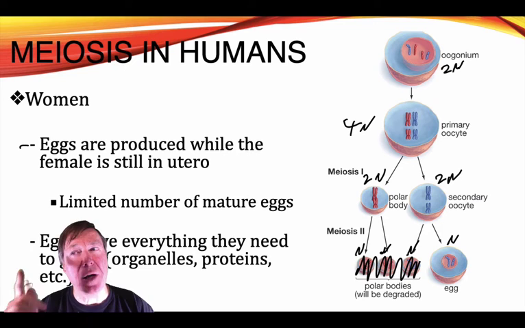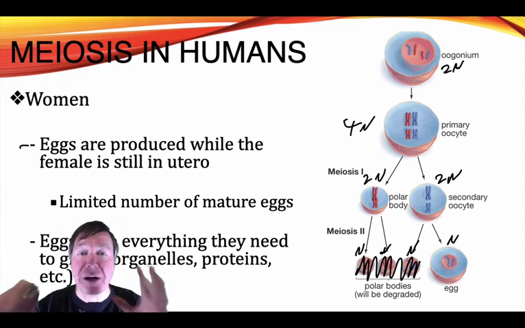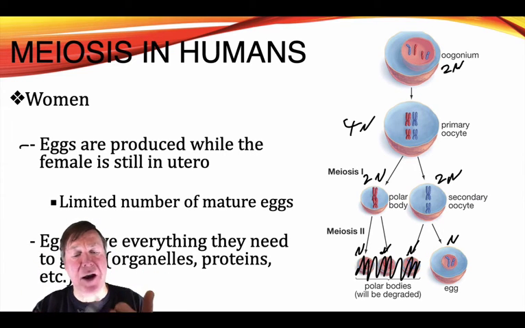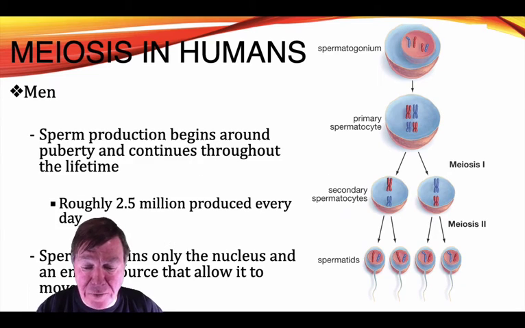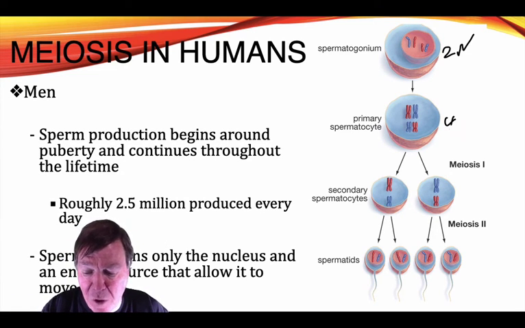Now, you got to also remember, in women, it has everything it needs to grow. It has all the organelles, mitochondria, Golgi bodies, endoplasmic reticulum. It has all of those things in the egg because it's a full cell with one N. If we're talking about sperm production in men, again, 2N, 4N, 2N, 2N, and each one of these is N.